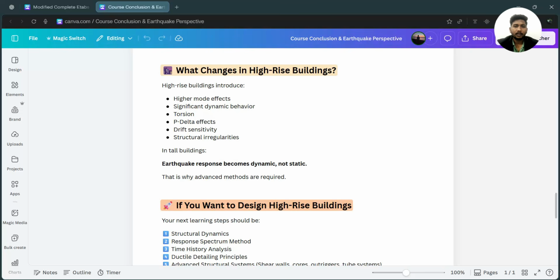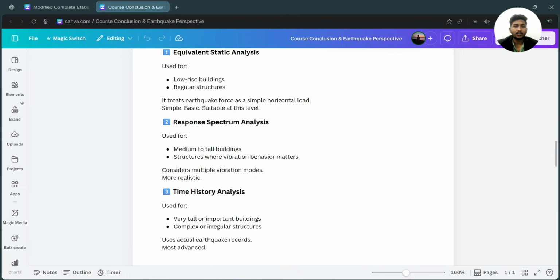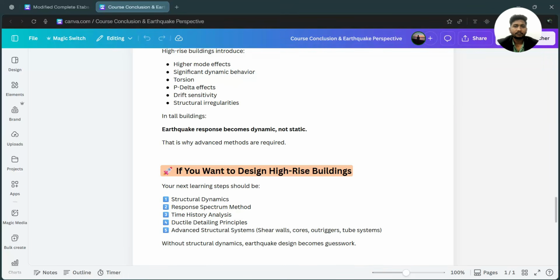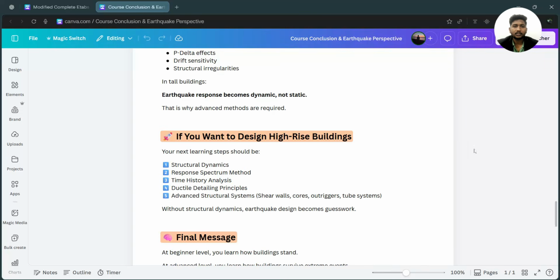It means we generally do response spectrum analysis, which is basically the dynamic analysis, not the static. Static is basically for low-rise buildings. This is why the advanced methods are required.